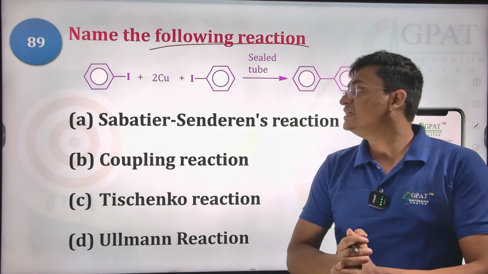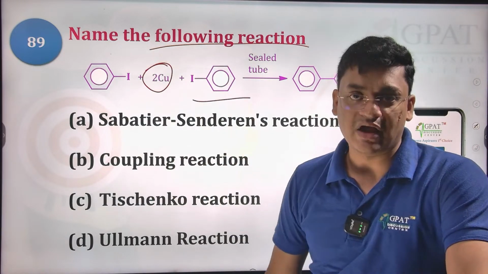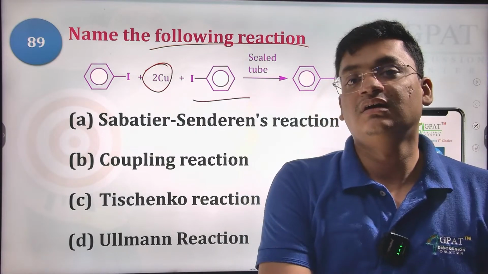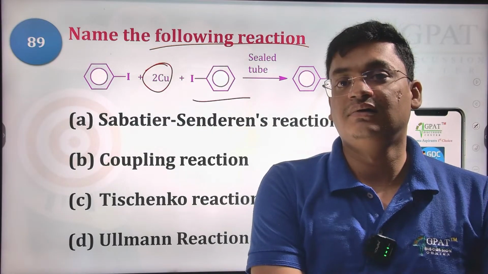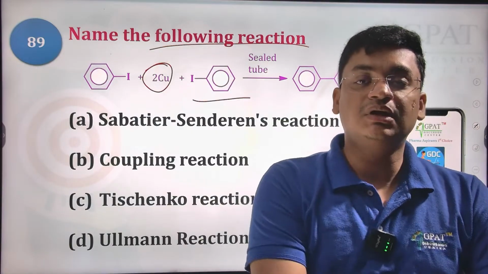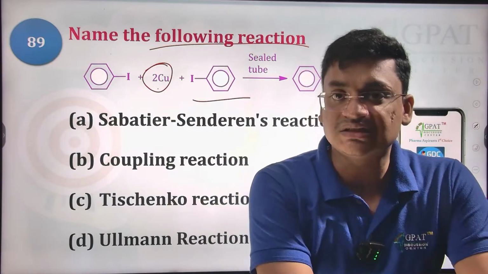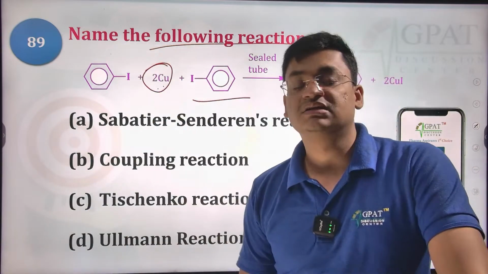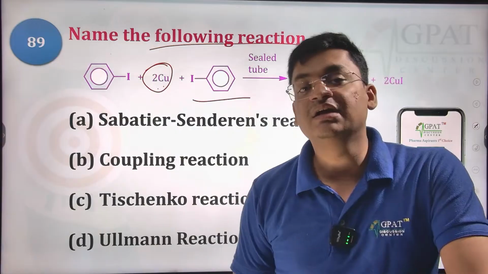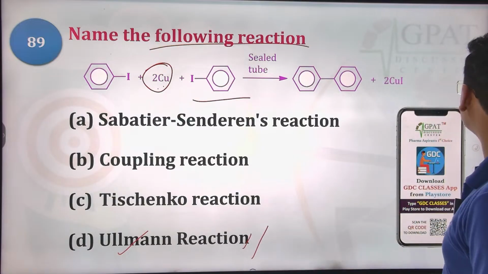Name the following reaction. We are having aryl iodide, benzene with an iodine group attached, with copper, giving again an aryl compound. This aryl iodide in presence of copper metal in a sealed tube gets fused to give biaryl compounds, and when we use copper, this is Ullmann's reaction. If we use sodium metal, this reaction will be Wurtz-Fittig reaction, and if we use zinc metal, this is the Frankland reaction. So just changing the metal, the name of the reaction changes. So this will be the Ullmann reaction, a coupling reaction.